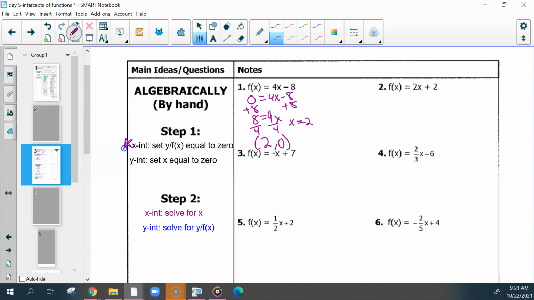Say that one more time. Anytime we have to look for an x-intercept, we set the y or the f of x equal to 0. That's how we can find it algebraically. Since our y was 0 in our ordered pair, that's where that 0 came from.